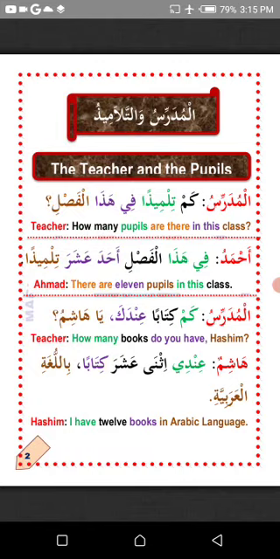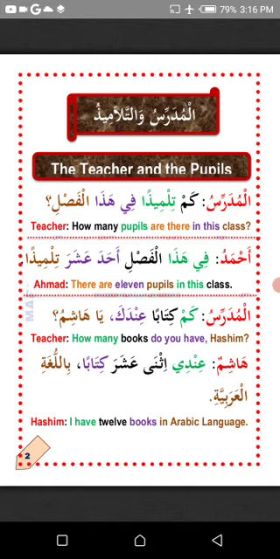The conversation between the teacher and the pupils. التلاميذ is the plural form of تلميذ. تلميذ مفرد, تلاميذ جمع. المدرس, teacher: كم تلميذا في هذا الفصل؟ How many pupils are there in this class?